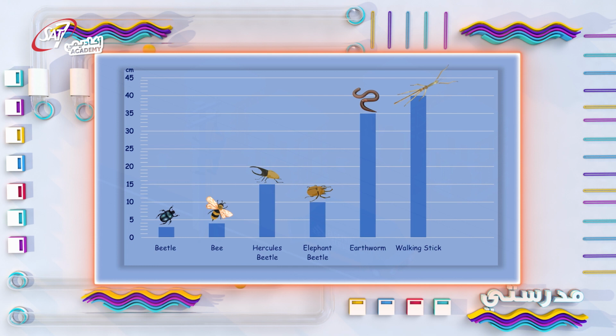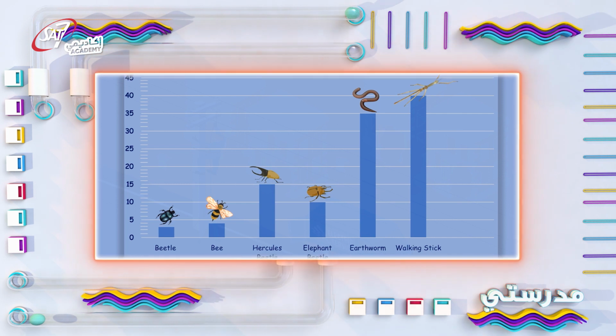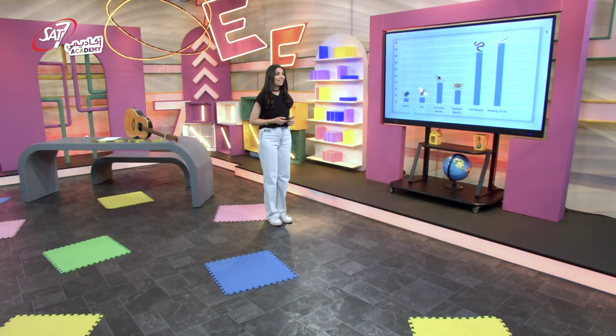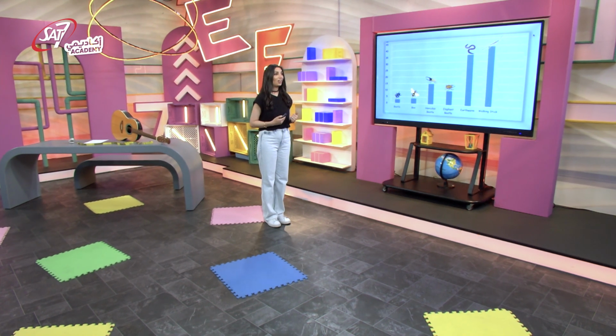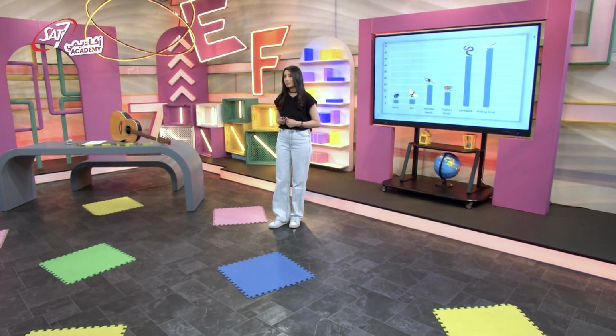Let's compare the earthworm to the elephant beetle. How much longer is the earthworm? The elephant beetle is 10 centimeters long, while the earthworm is 35 centimeters. When we compare two numbers, do we add or subtract them? When we find the difference between two numbers by comparison, we subtract. So 35 minus 10 is 25. The earthworm is 25 centimeters longer than the elephant beetle.